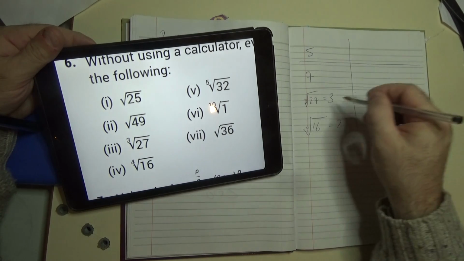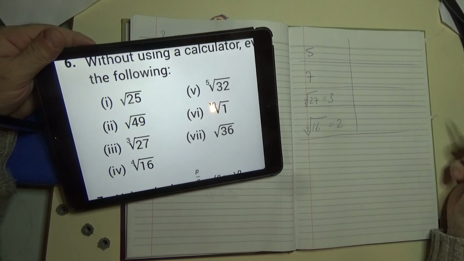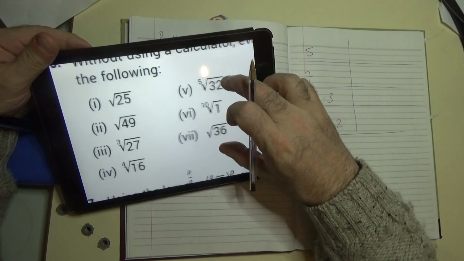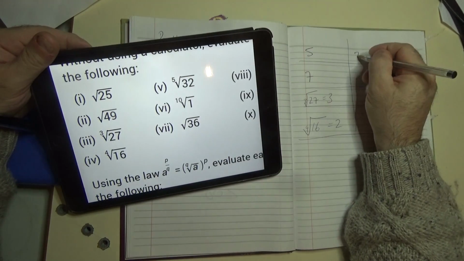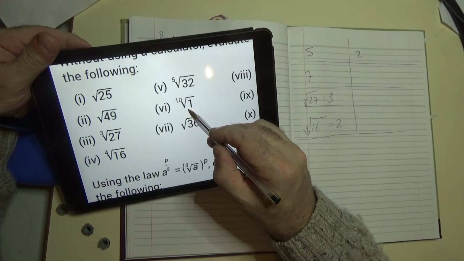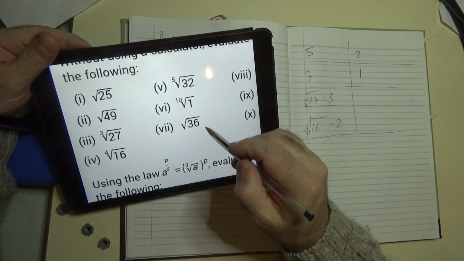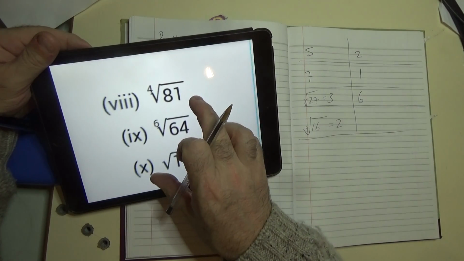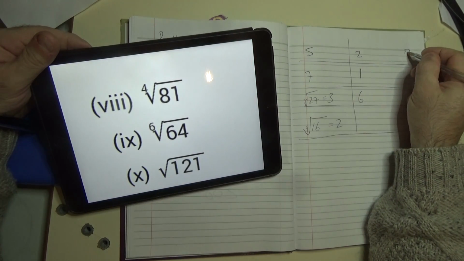They do say don't use a calculator, but if you have to use a calculator, just use a calculator. The fifth root of 32 is 2. The 10th root of 1 is 1. The square root of 36 is 6. The fourth root of 81 is 3.